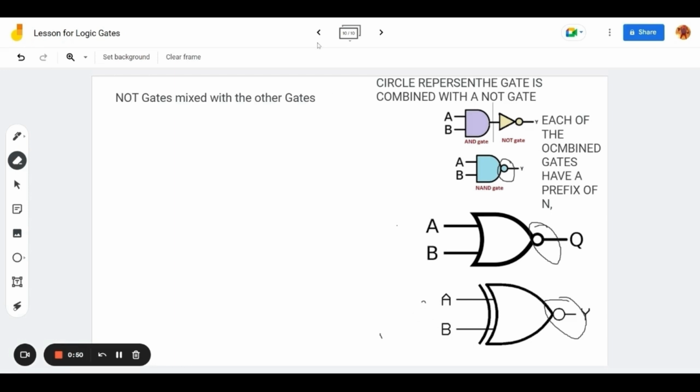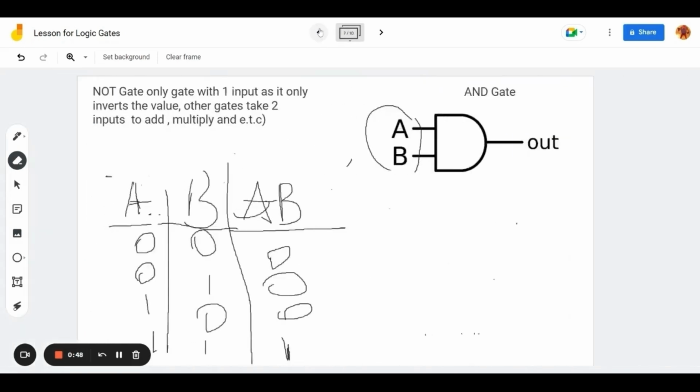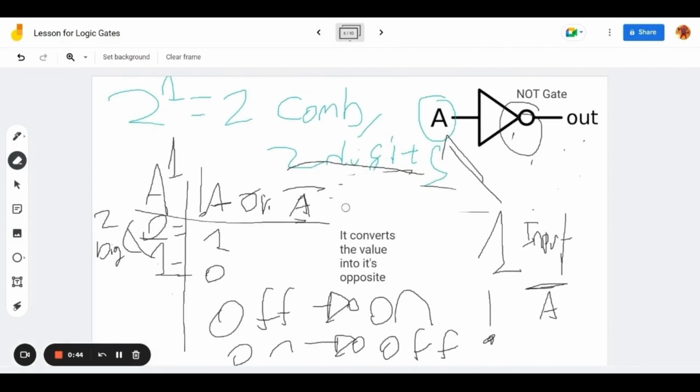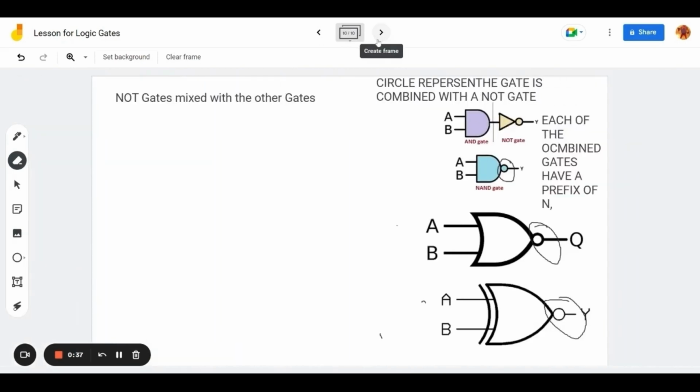Remember when we were talking about NOT gates, and how it inverts the value from 0 to 1 and from 1 to 0? The combined gates here take the value of the AND gate, the value of the OR gate, the value of the XOR gate, and they invert it. Let me show you what I mean with the AND gate, for instance.